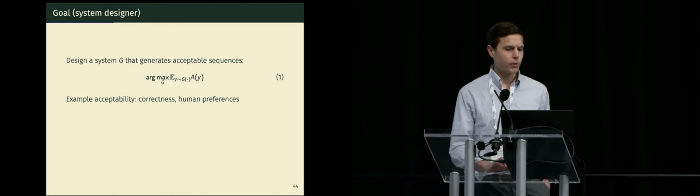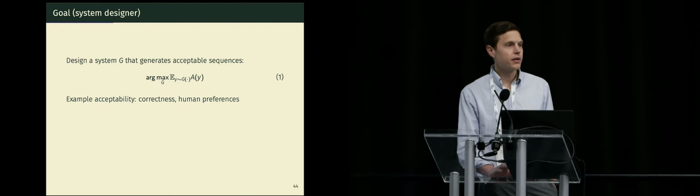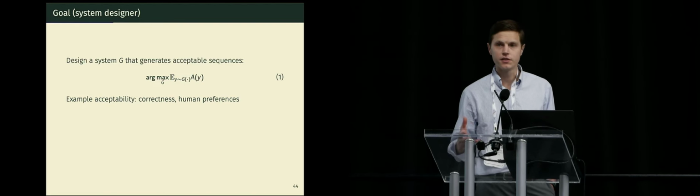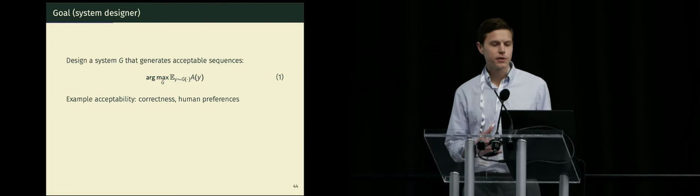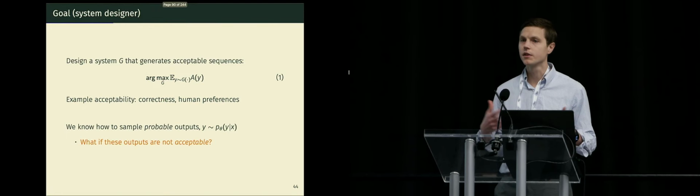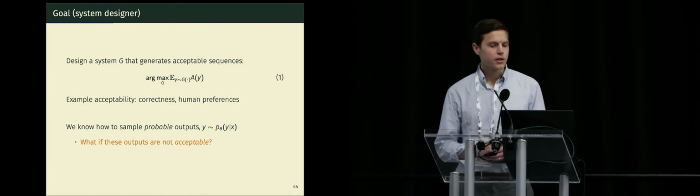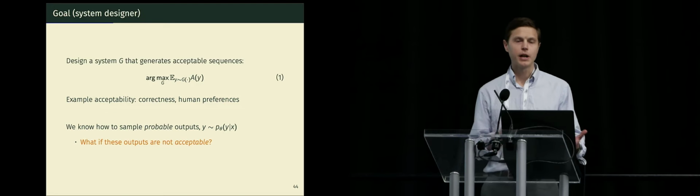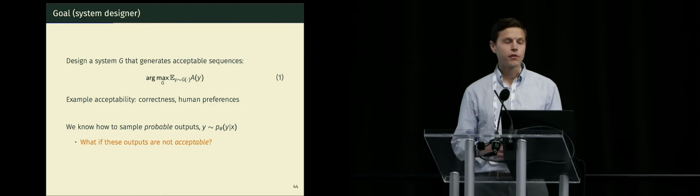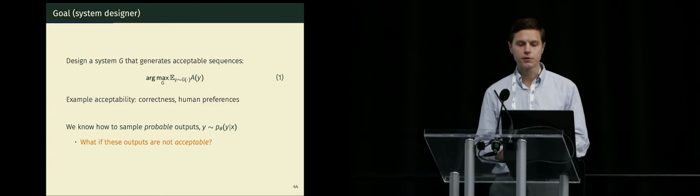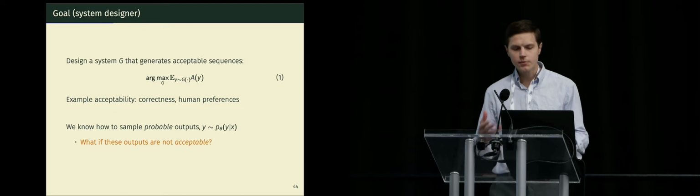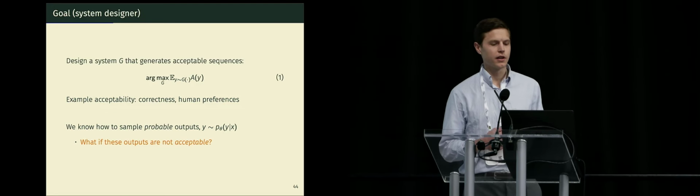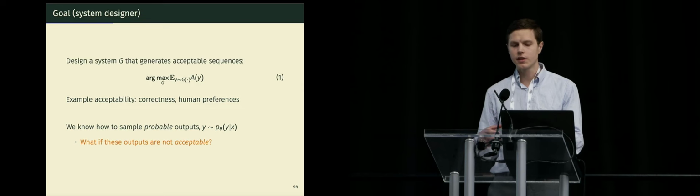So let's think about how we could formalize the goal that you might have when you're designing a generation system. You could say that your goal is to design a system that gives you acceptable sequences for some notion of acceptability. So let's say you're solving math problems, then you want your output to be correct. Or if you're deploying a chatbot, maybe you want the responses to be preferred by the humans that are reading it. And in some sense, we could think of the algorithms that we just saw as different ways of getting outputs that are probable according to a language model.